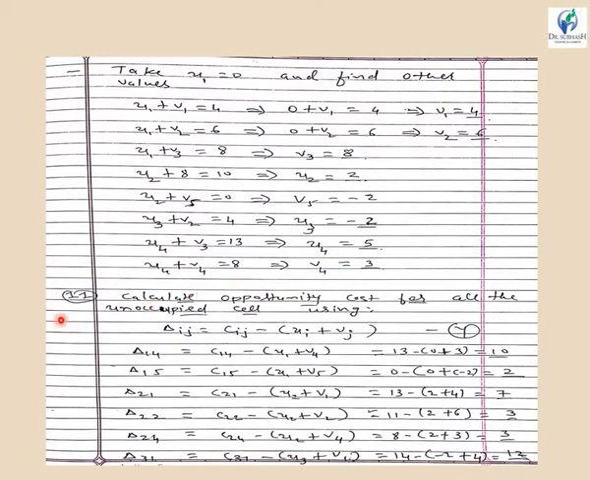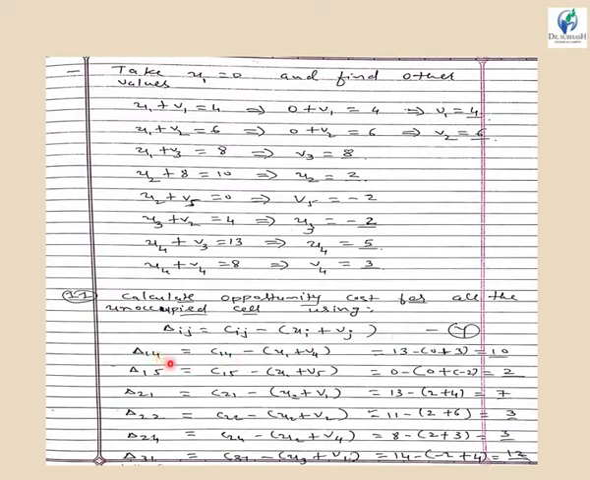Now next step, calculating the opportunity cost for all the unoccupied cells. There are many unoccupied cells within the table, the main table that we had seen last. So how to calculate the opportunity cost for all the unoccupied cells? This is the formula: delta ij is equal to Cij minus, in the bracket, ui plus vj. Name this equation y.